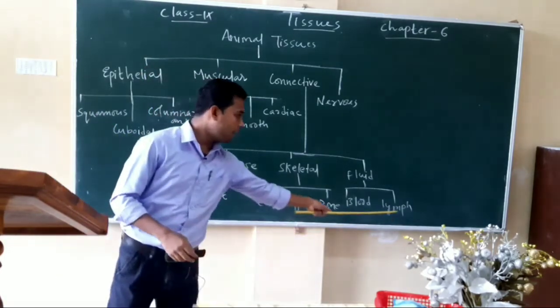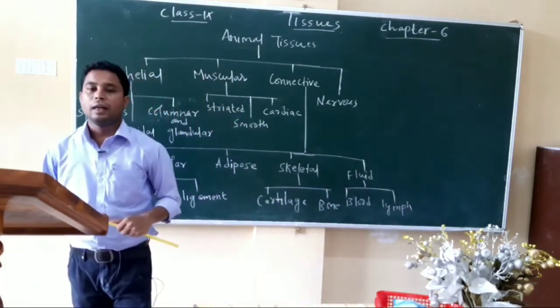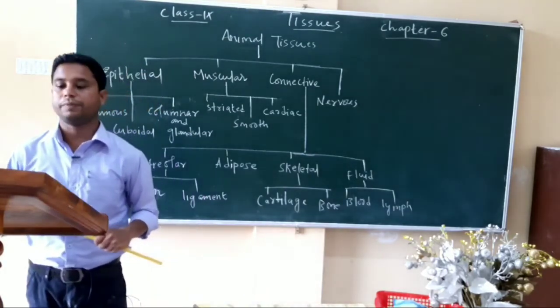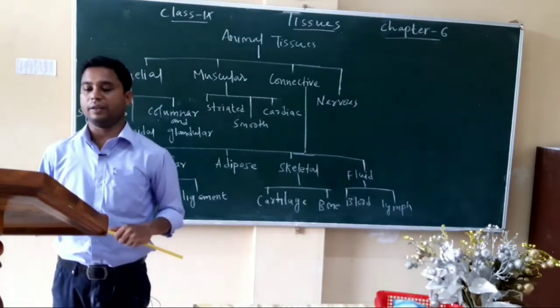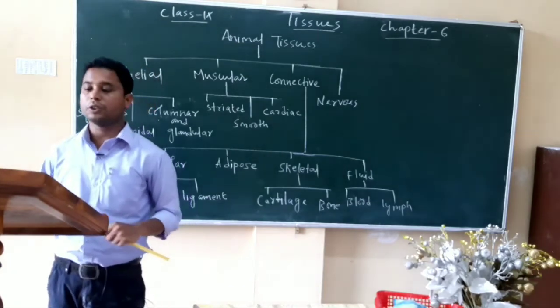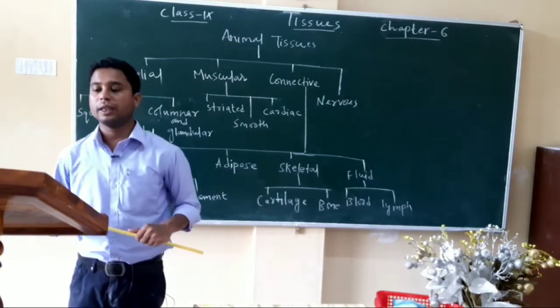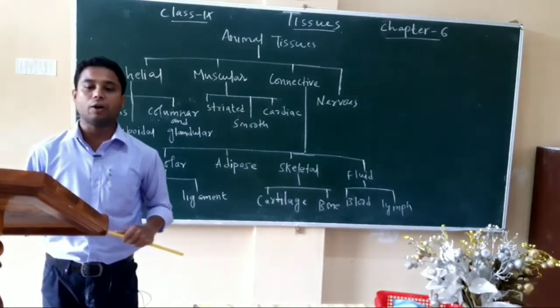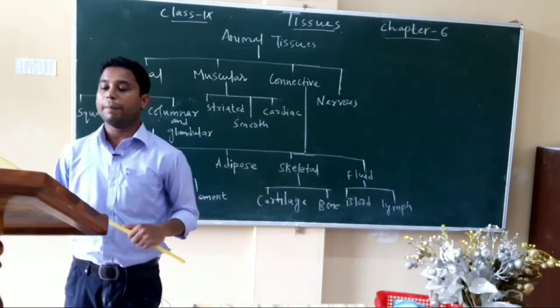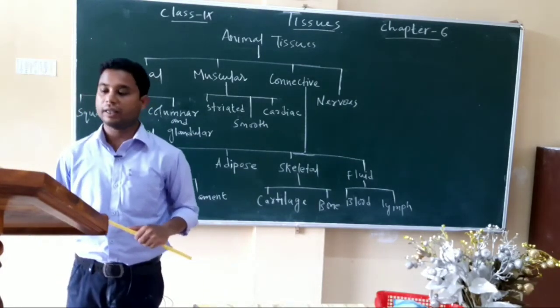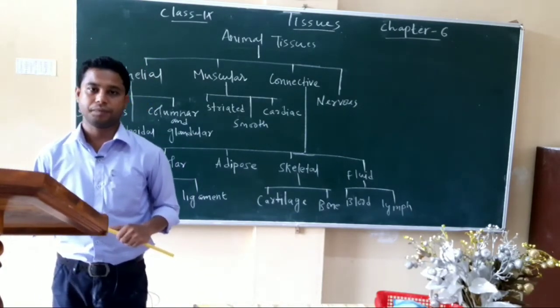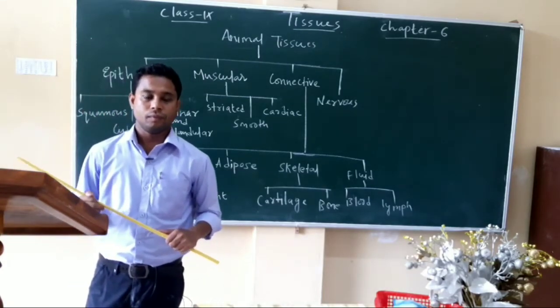Now, the next is lymph. Lymph is a colorless fluid that is filtered out of the blood capillaries. Lymph transports the nutrients, oxygen and glucose that may have been filtered out of the blood capillaries back to the heart to be recirculated in the body.